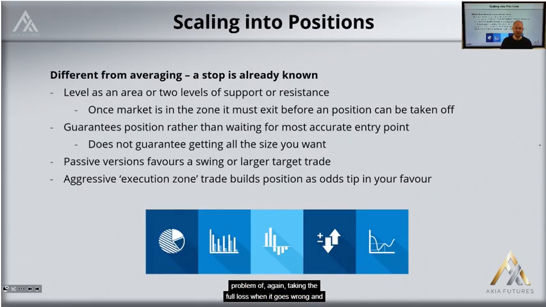Otherwise, you run the problem of again taking the full loss when it goes wrong and not getting paid on the winner when it goes right. We're going to look at a couple of different versions of this. A version of what I call a swing type trade, a passive entry, but also something that most people don't associate with this type of style, an aggressive execution zone entry. And this is about building your trade up, building your size once you reach a zone, scaling into your position using the order flow within a certain area.